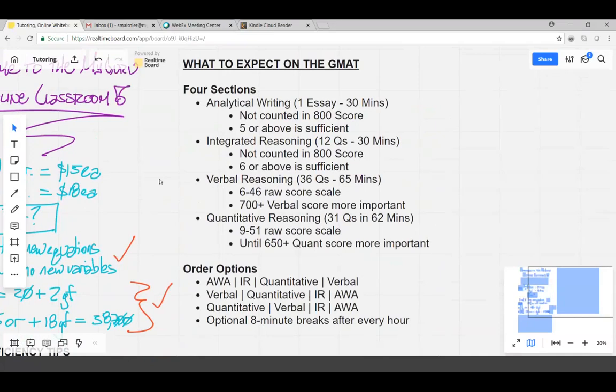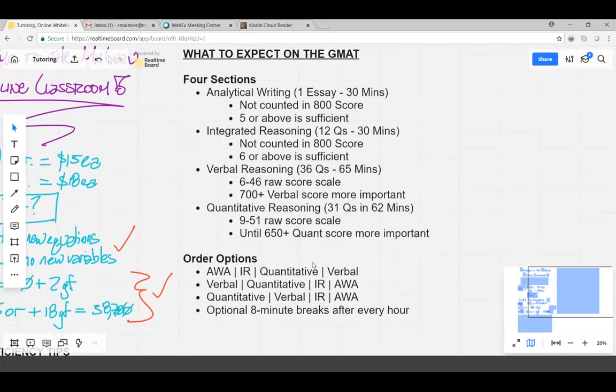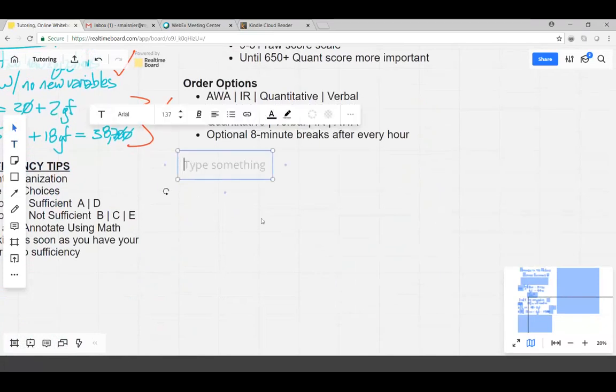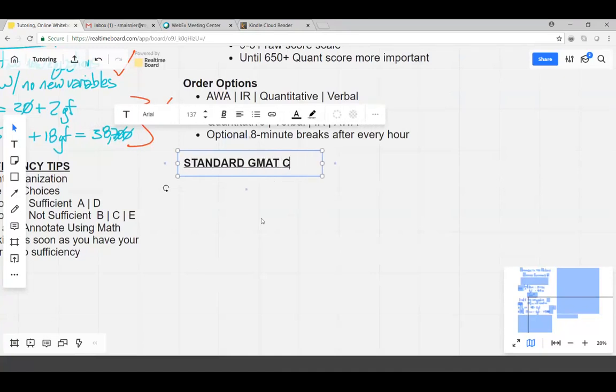All right, well, with that, we'll move on to talking about preparing for the exam. So one of our attendees asked how much advanced prep time is needed. So standard GMAT curriculum.